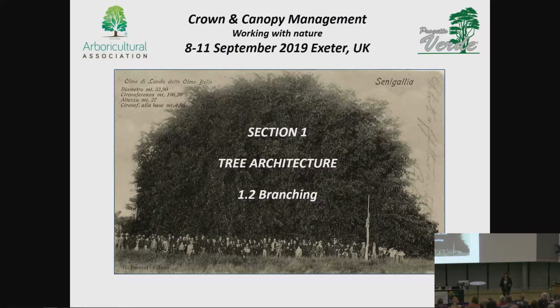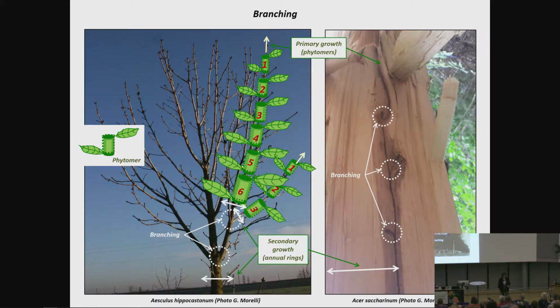But to describe real trees, we need another concept. And this concept is branching. Because there are not only vertical stems in a tree, but there are also branches to have a full crown, as we can see outside. So at a certain point, the tree developed a branch from a lateral bud.